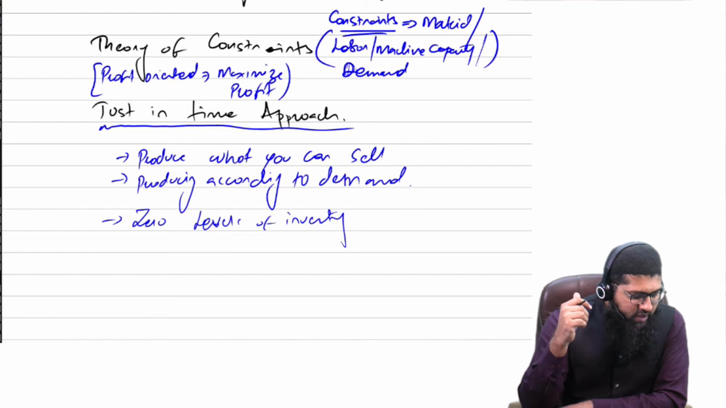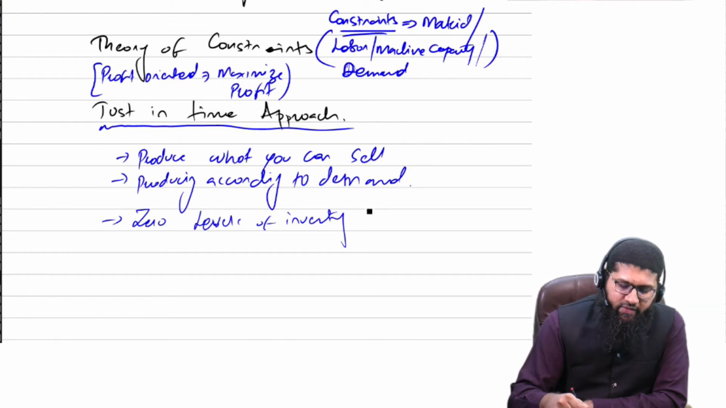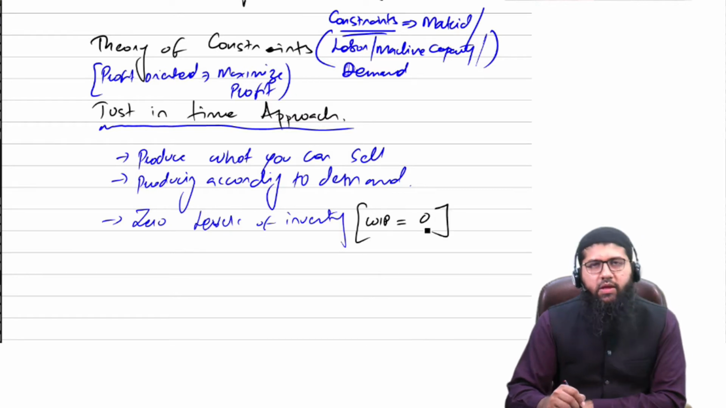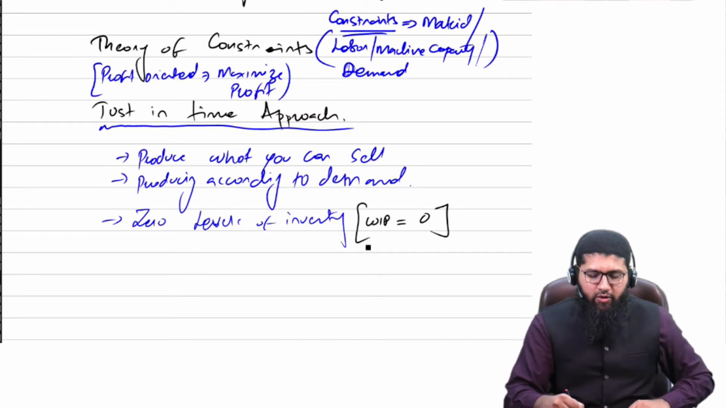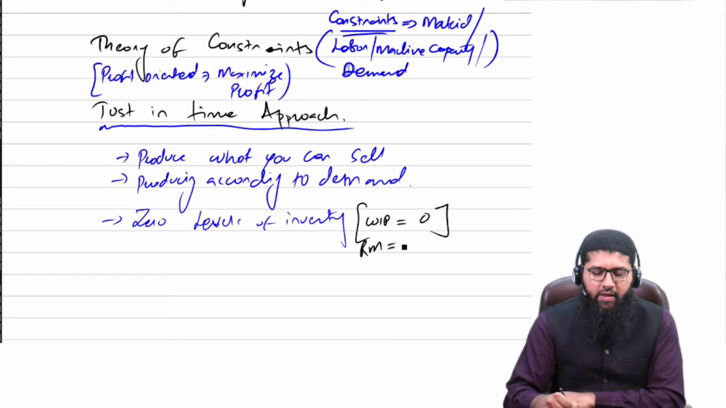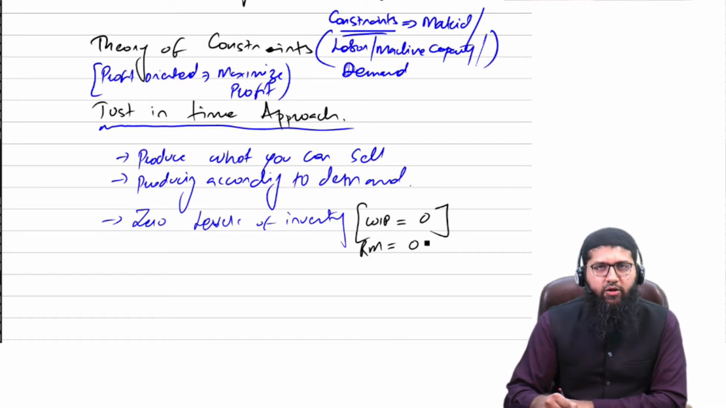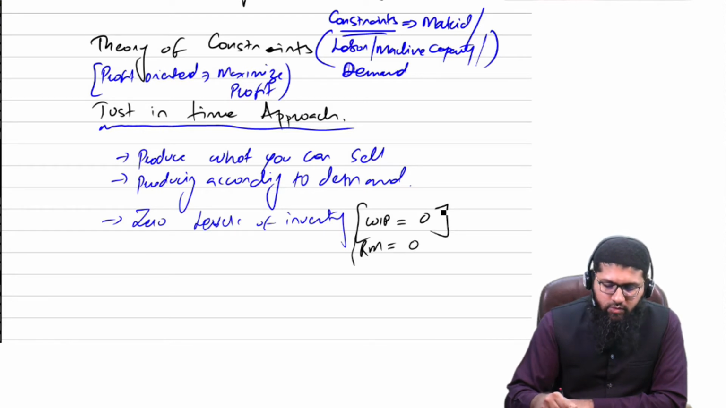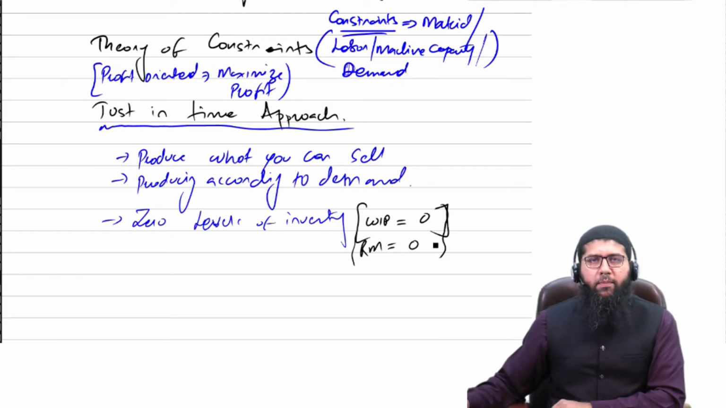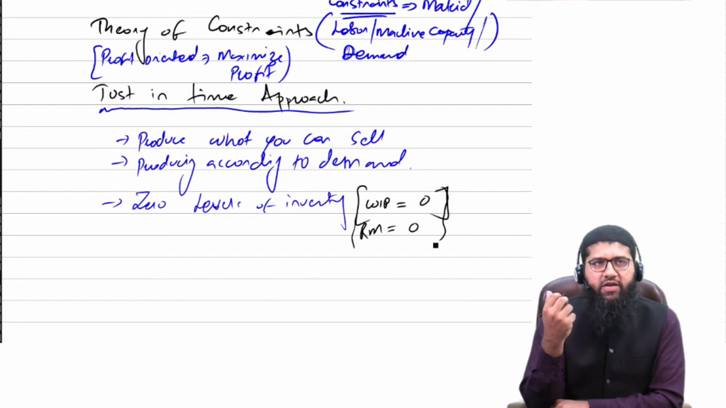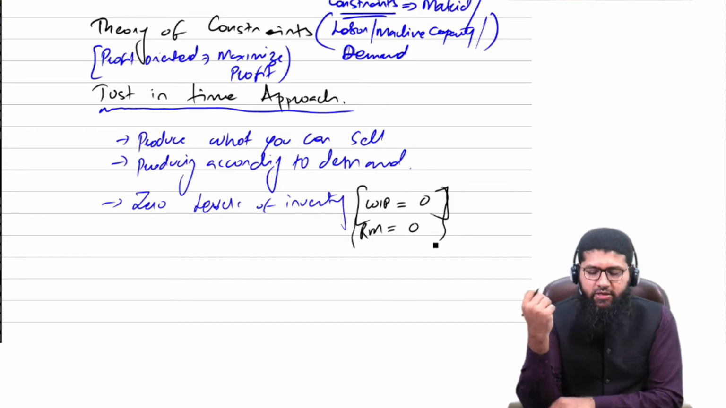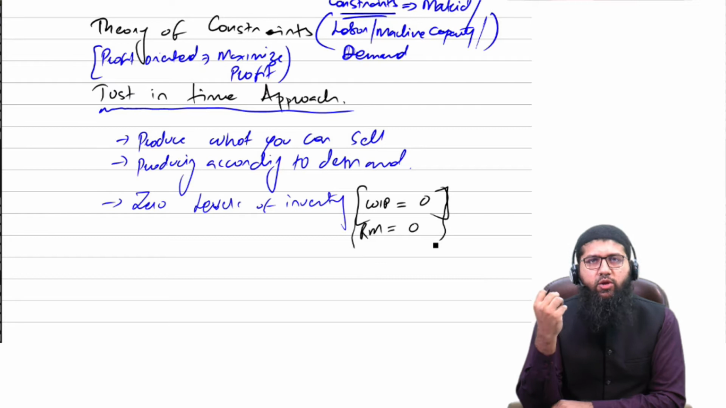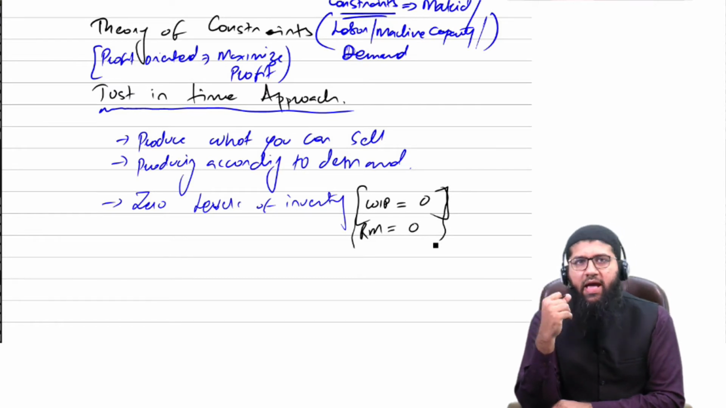Ideally speaking, when we talk about JIT, it means that your WIP is almost zero. JIT would mean that your WIP is almost zero. JIT would also mean that you are operating at almost zero levels of raw materials. JIT would mean that you would operate at a WIP of zero and at zero levels of raw material inventory. That's what JIT would actually mean.